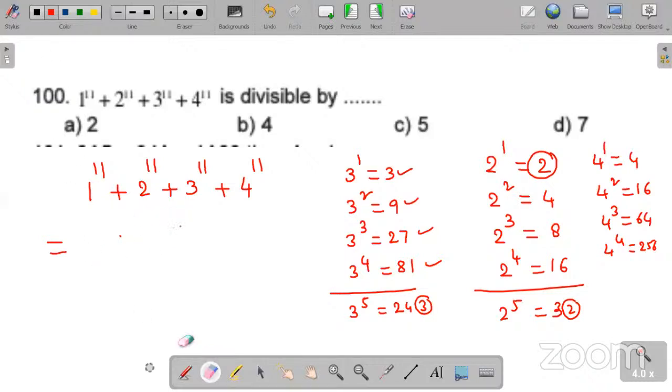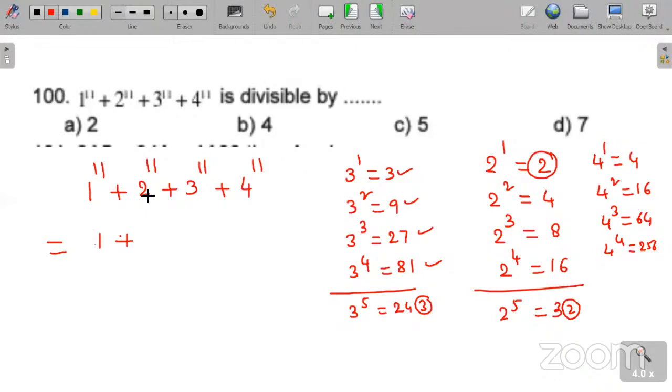This we can write for our convenience. 2 power 11 means 2 power 4 into 2 power 7, right? 2 power 7 means 2 cube into 2 power 4, whole square. This is 2 power 11.